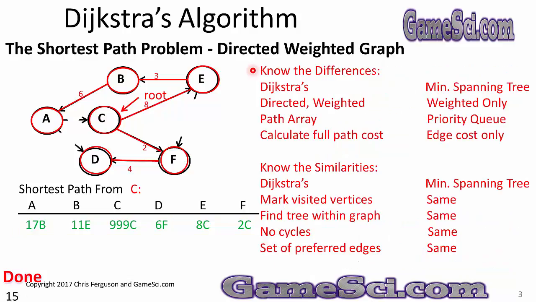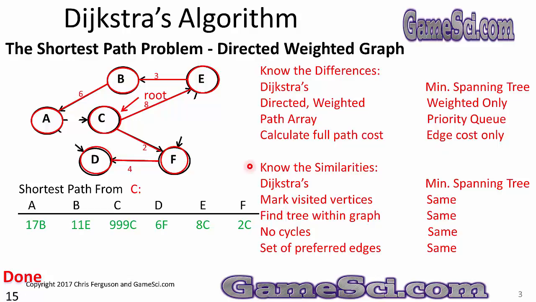Know the differences between Dijkstra's algorithm and the minimum spanning tree algorithm. Dijkstra's is for directed weighted graphs. Minimum spanning trees are for weighted only graphs. Dijkstra's requires a path array. Minimum spanning tree requires a priority queue. In Dijkstra's, we calculate the full path cost. In minimum spanning tree, we only look at the cost of a single edge.